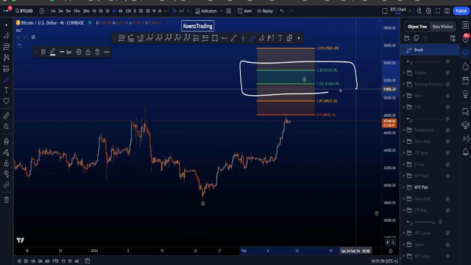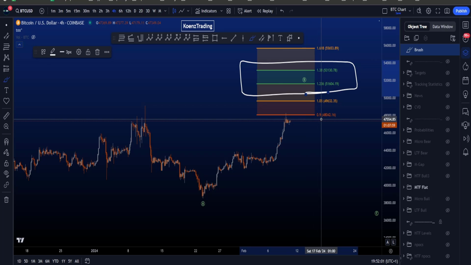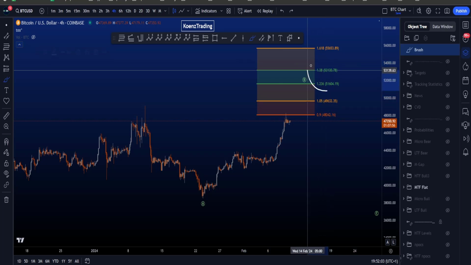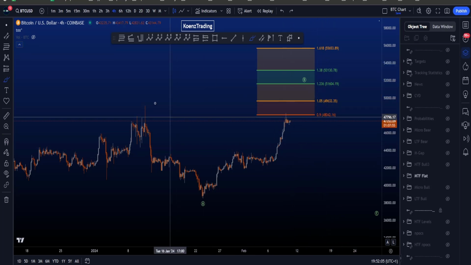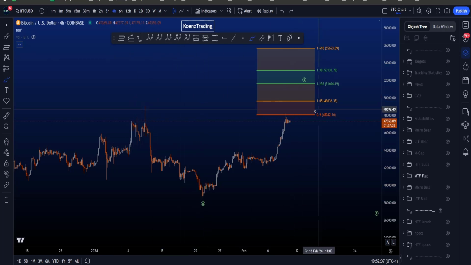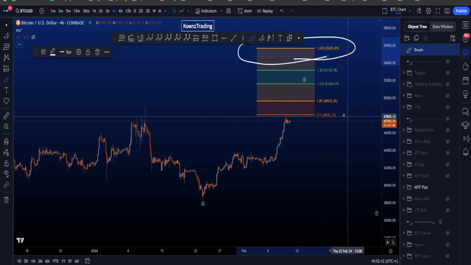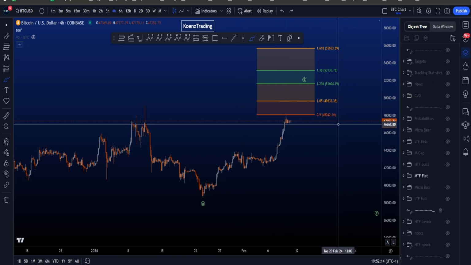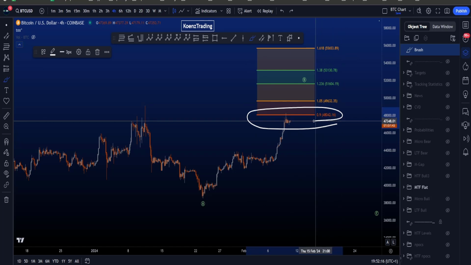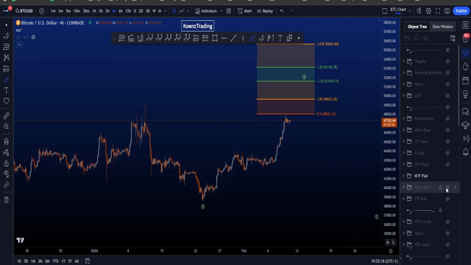Most common target area for B is between 51.6k and 53.1k, between the 1.236 and the 1.38, taken from the high to the low of A. Less common target is the 1.05 at 49.6k, also less common the 1.618 at 55.6k, and a minimum target for a flat is the 0.9 at 48k.